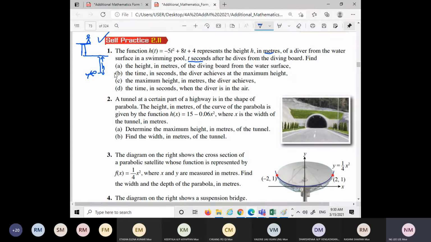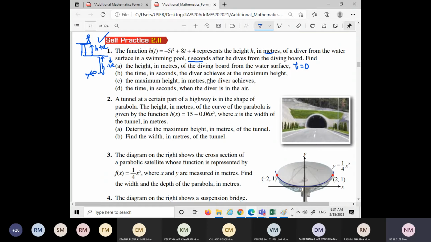Correct. This way you will get a positive height because it is measured from the water surface. This way, you get a negative height. So for part A, to find the height of the diving board from the water surface, you let T equal 0 and substitute here. Then the height is 4, meaning it starts from 4 meters, the diving board. So part A, I have explained to you already.